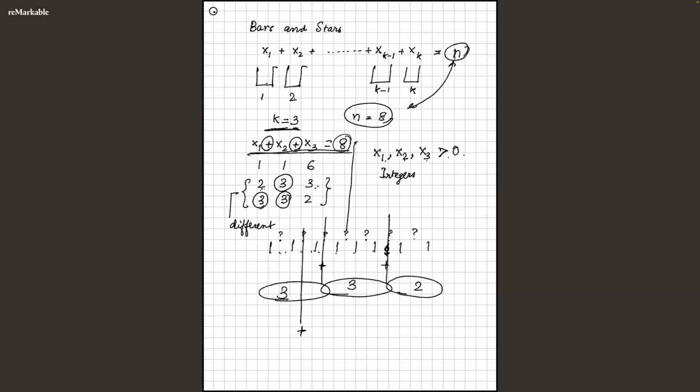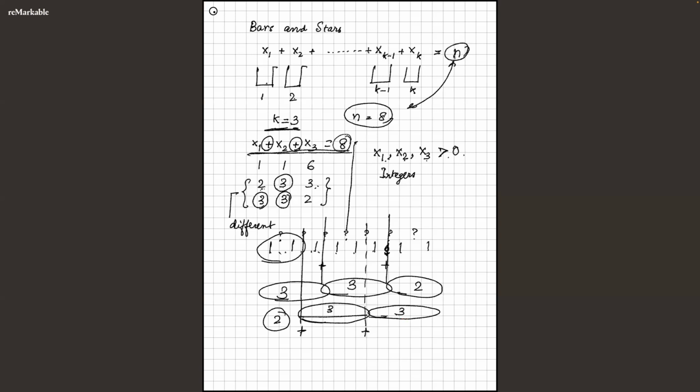If you put the plus sign here, and you put another one here, then what happens? Then what happens is this. You have 2, then here 3, and then 3. And all of them add to 8.